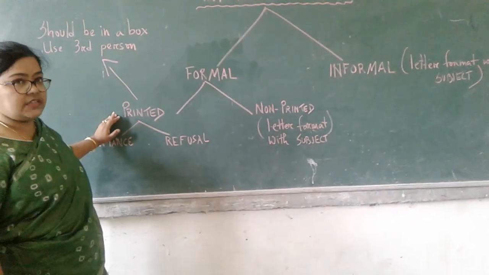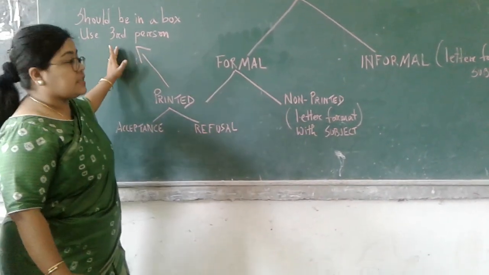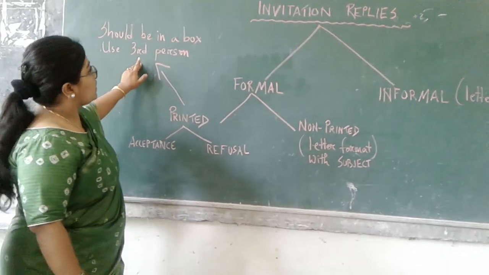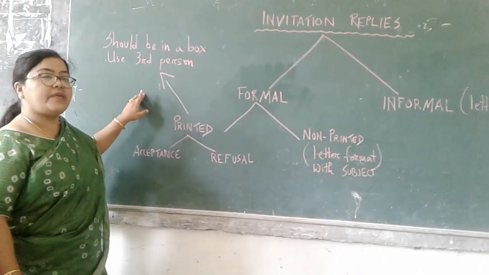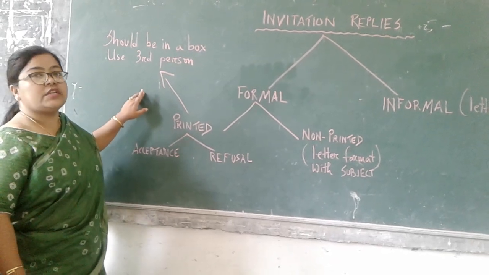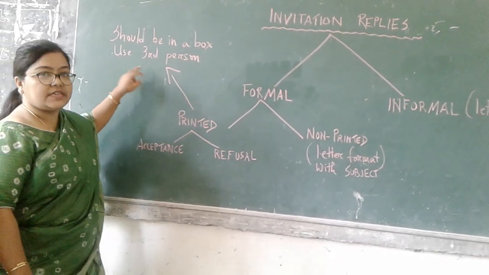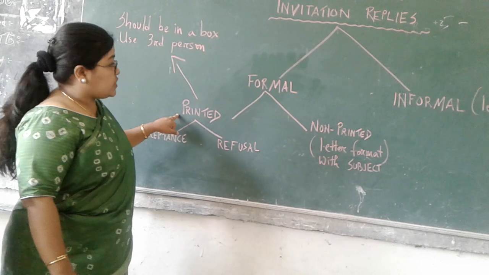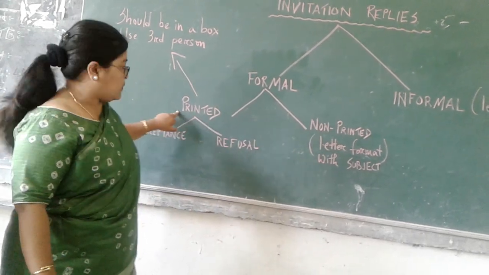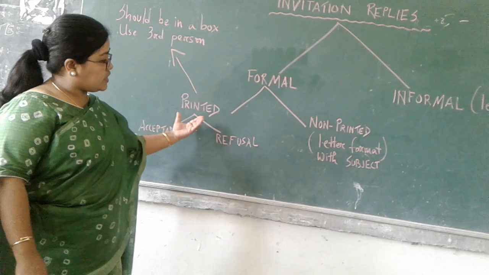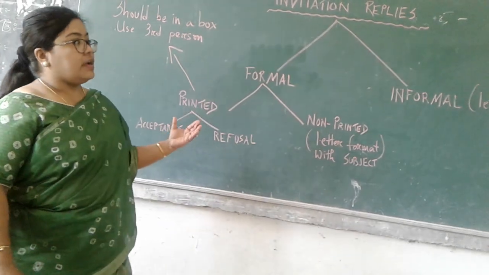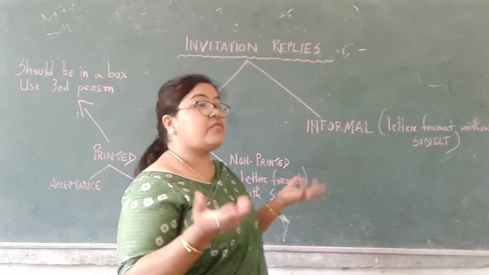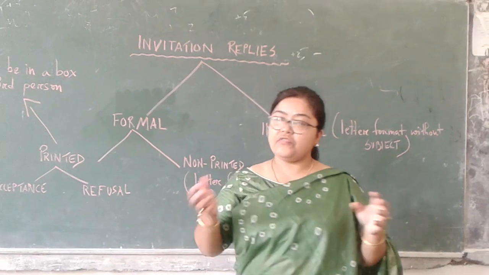Printed invitation replies, as you can see, should be inside the box. Then in formal printed replies, you cannot use the first person, you will have to use the third person. These are 2 basic things that you have to keep in mind when writing printed replies. Well, now formal replies have got 2 sections: formal reply of acceptance and formal reply of regret.